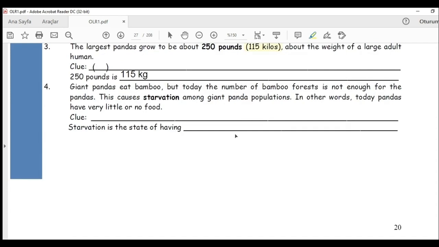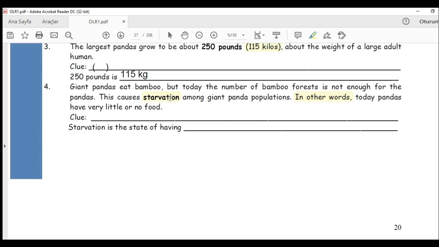Question 4. Giant pandas eat bamboo, but today the number of bamboo forests is not enough for the pandas. This causes starvation among giant panda population. Now take a look at this. In other words, today pandas have very little or no food. So let's try to understand what the text is saying. They eat bamboo, but because bamboo forests is not enough, they cannot find enough bamboo. This causes starvation among giant panda populations. This must be a negative word. In other words, today pandas have very little or no food.